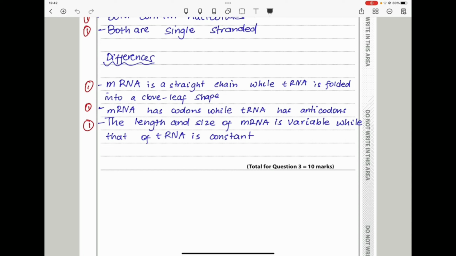Messenger RNA has codons, while transfer RNA has anticodons. And the length and size of messenger RNA is variable, while that of transfer RNA is constant. So this brings us to the end of question 3.